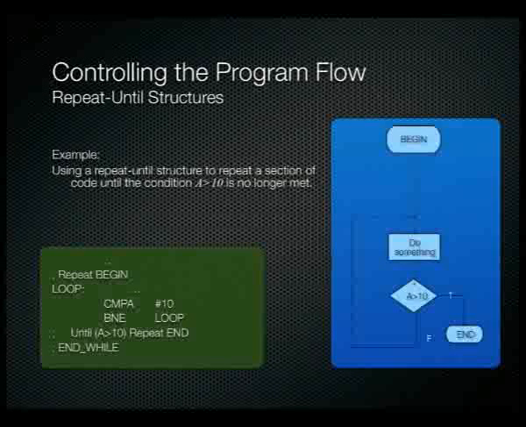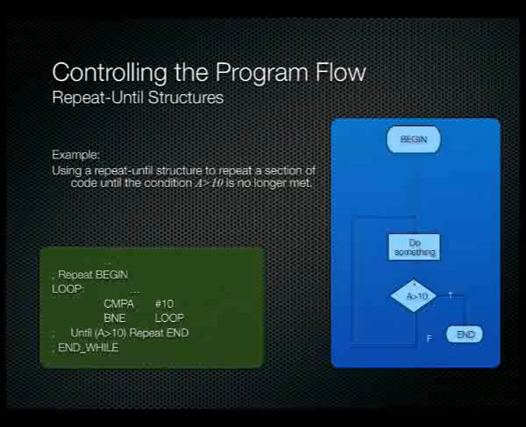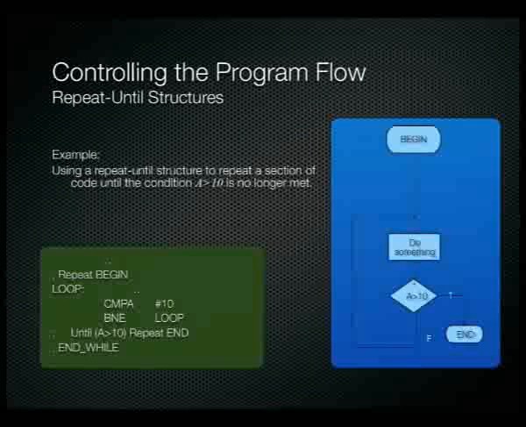So when it comes to doing a repeat until, if you look at the flow chart, we simply do something, then we do our check, and then we end. So we do something, if A is greater than 10, true, then we end. If it's not greater than 10, then we simply go back and do something. So this is the same sort of condition as before, but we're doing it using a repeat until structure.